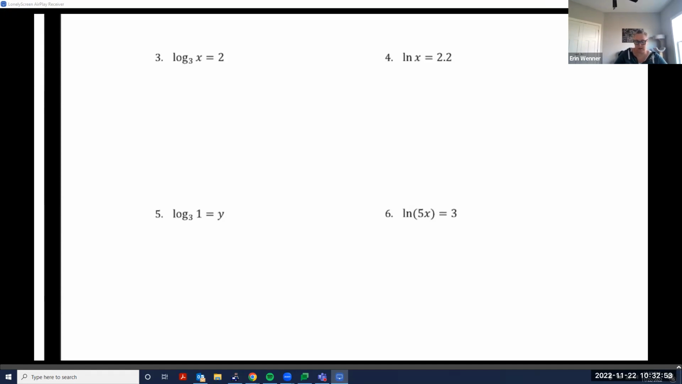So if we go through our method of converting this into an exponential equation, we would say 3 to the 2nd equals x. And evaluating 3 to the 2nd, we get 9 equals x. And number 4, it has ln of x equals 2.2. We need to remind ourselves what the base value is here. We know that there is e there. So I want you to try putting that into your calculator. Send me an answer that's rounded to 3 decimal places, please.